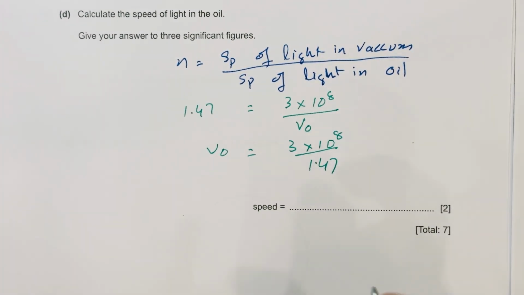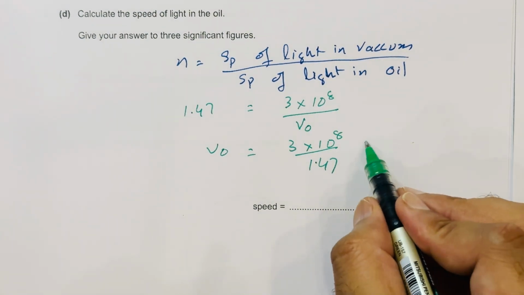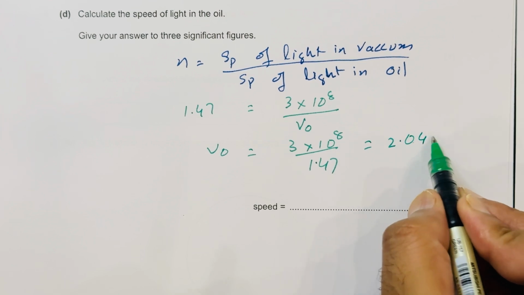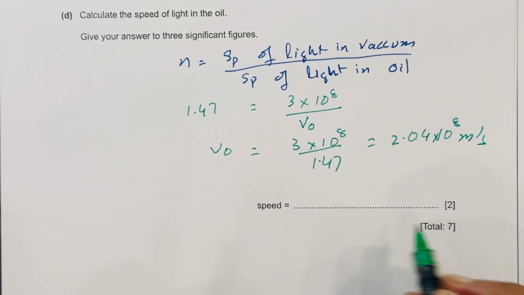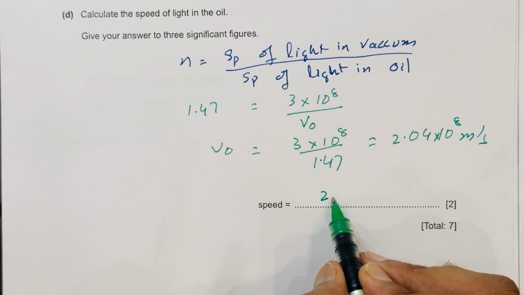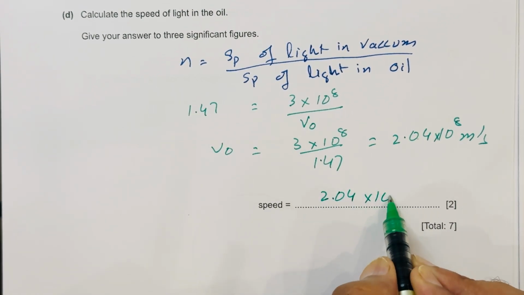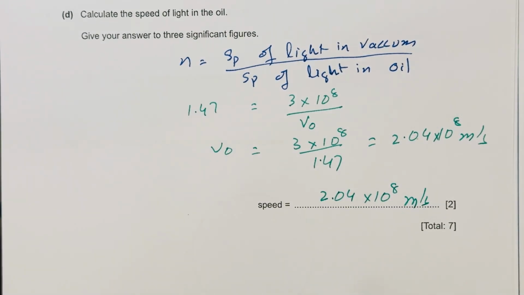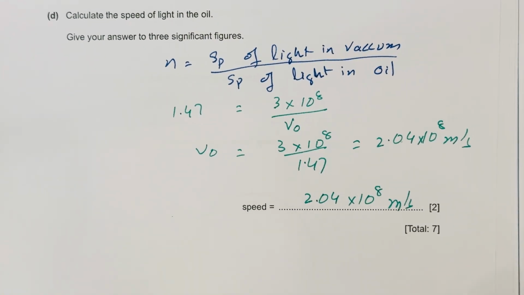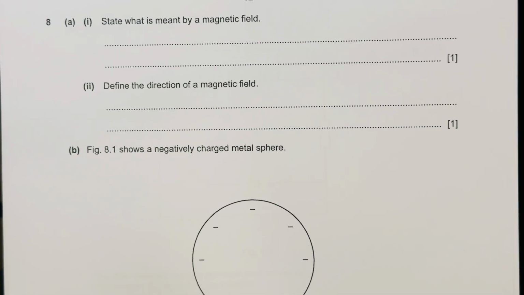The answer would be, we need to write our answer in three significant figures. So we're gonna write 2.04 into 10 raised to the power 8 meter per second. So we're gonna write over here 2.04 into 10 raised to the power 8 meter per second, because answer was required in three significant figures. So we have to write our answer in three significant figures. Moving to question number 8.